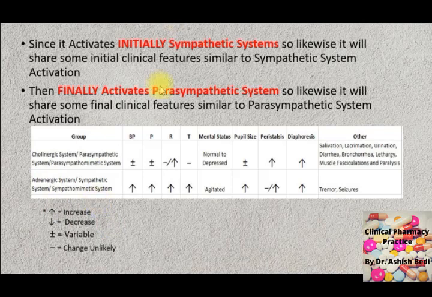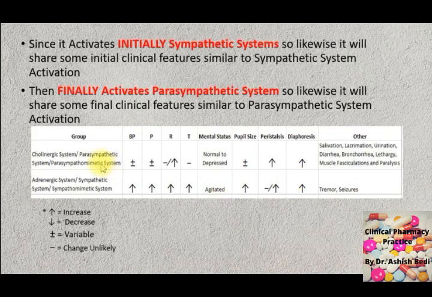First, we have seen that the sympathetic nervous system will be activated, so we can understand that BP will go high, pulse rate or heart rate will go high, respiration will increase, and temperature will also increase. Mental status, the patient will become agitated, and the pupil size will also increase. Peristalsis will be normal or it will increase, diaphoresis will increase, and tremor and seizures will occur with high doses.